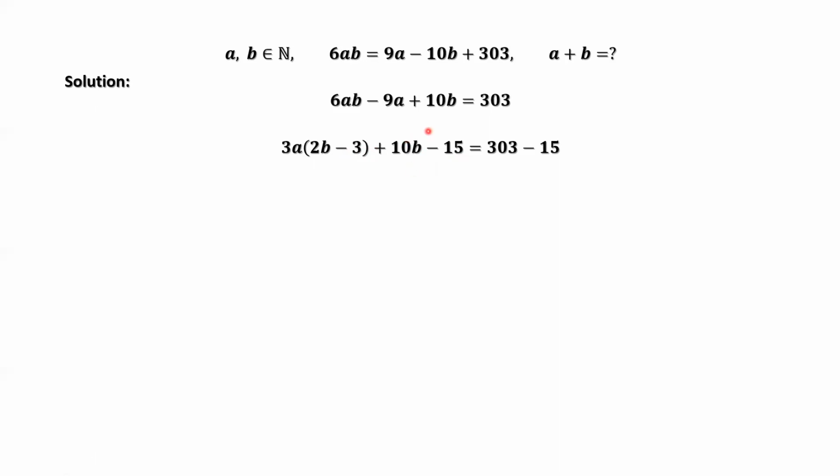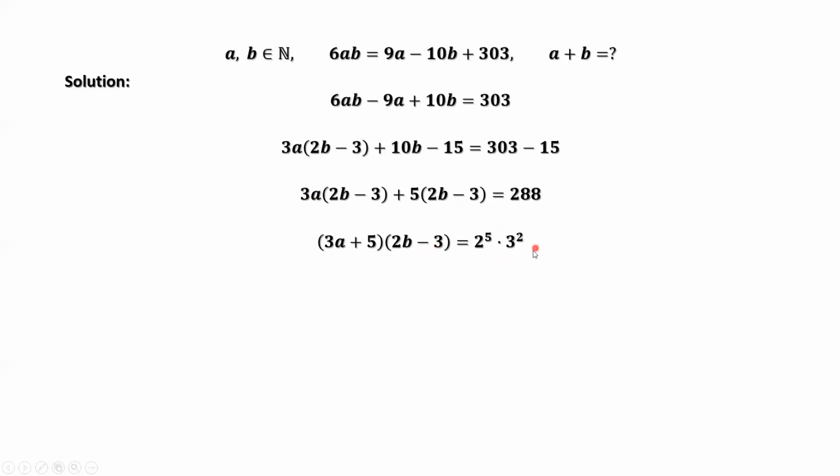We can factor 5 out from this part. Then we have 5 times 2b minus 3. We have 2b minus 3 here and 2b minus 3 here. We can factor it out. Then we have 3a plus 5 times 2b minus 3.